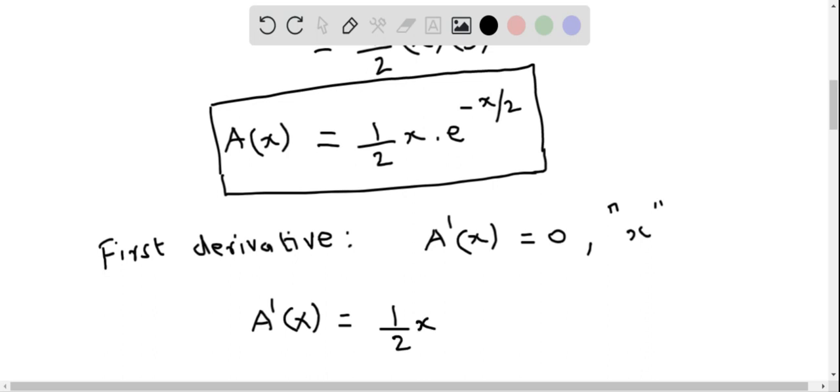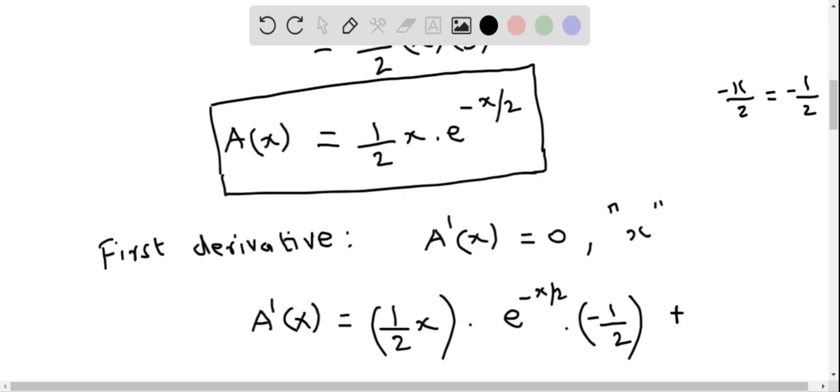So let me use the product rule. I keep the first function, that is half x, as it is, multiply with the derivative of e power negative x by 2, which is e power minus x by 2. And then applying the chain rule, we have to differentiate minus x by 2. Differentiation of minus x by 2 is minus 1 by 2. So I can put it over here.